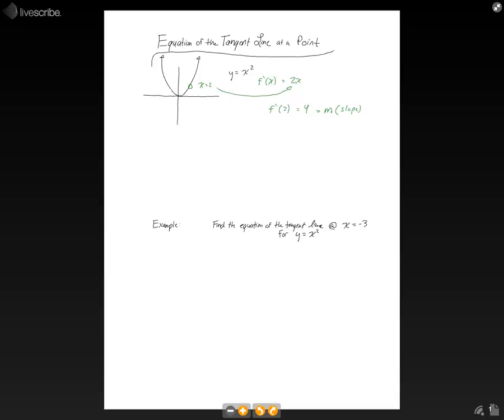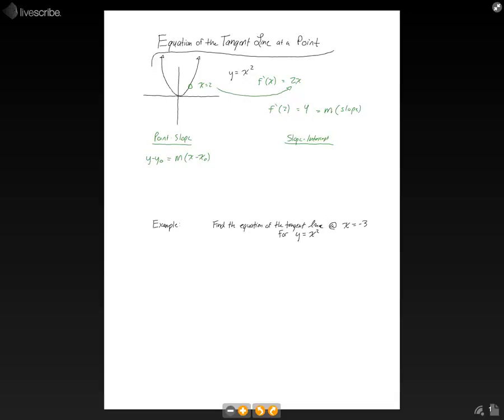Now that we know the slope, we have two things that we could do. We could use point slope form to find the final equation of the line, or we could use slope intercept form. Let's do point slope first, and then we'll do slope intercept, and we'll make sure the two match. So with point slope form, we are going to use the formula y minus y naught equals m times x minus x naught.